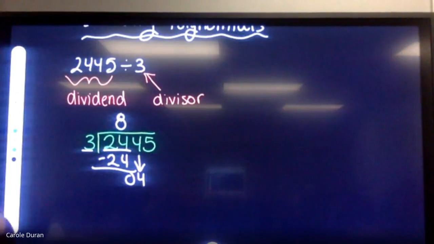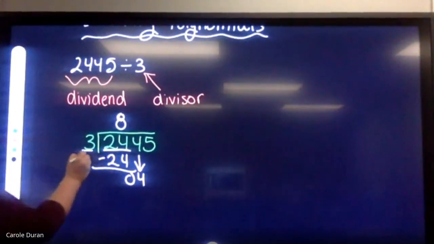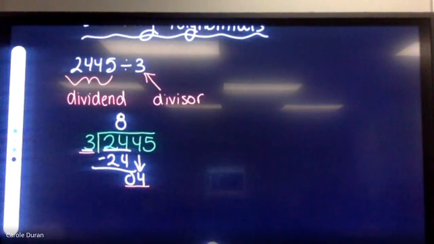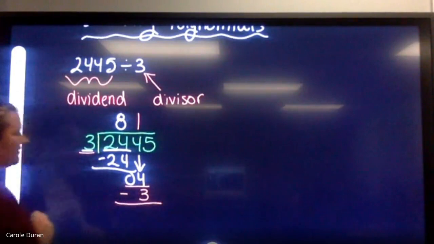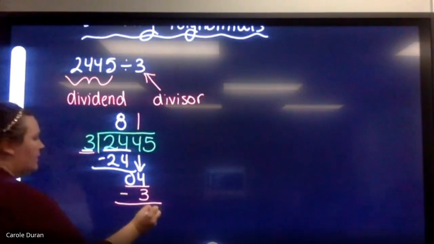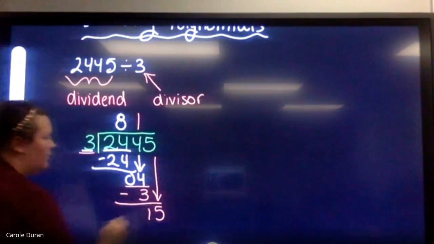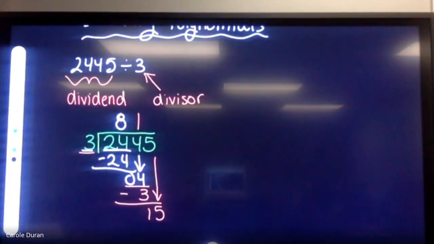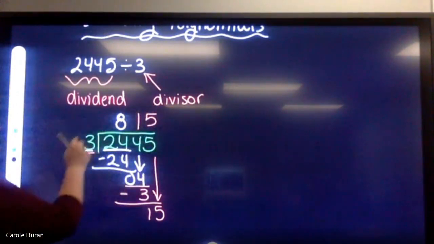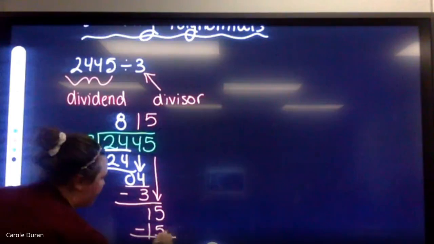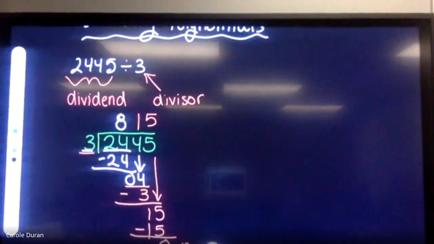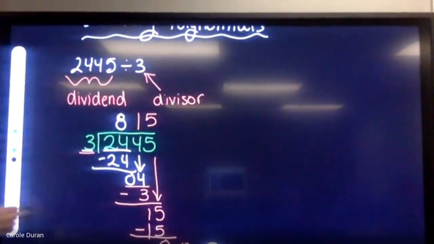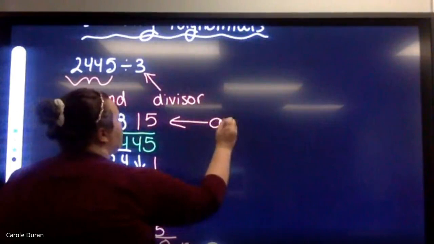I'm glad. Okay. So then I repeat this. How many times does 3 go into the value of 4? Once. 1 times 3 is 3, and I subtract it out. 4 minus 3 is 1, and I drop the 5. And then 15. And then how many times does 3 go into 15? 5 times 3 is 15, so I subtract it, and I get no remainder. So this answer that I just found is called the quotient.